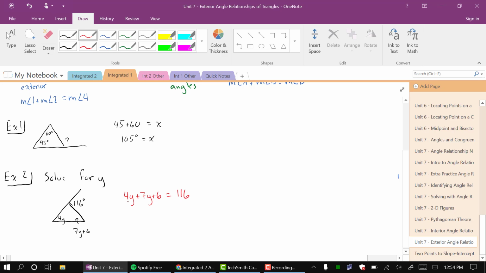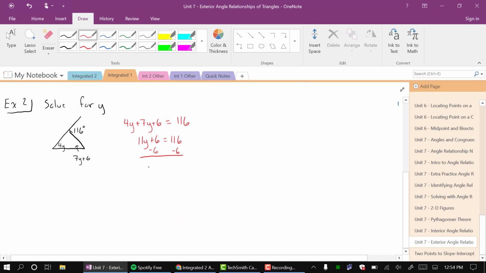Solve this equation. 4 and 7 gives me 11y plus 6 equals 116. Subtract 6 from both sides. Gives me 11y equals 110. Divide by 11. I get y equals 10. So again, for this one, we only have to solve for y. We don't have to plug it back in and find what these two angles are. We could, but we don't have to.